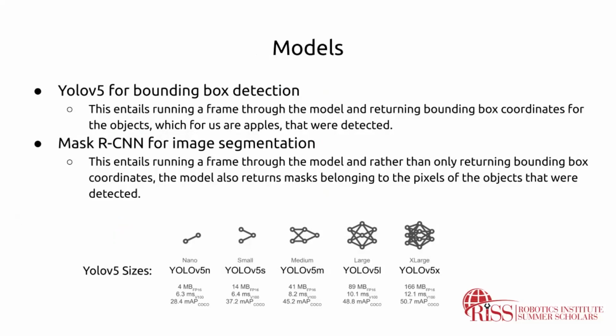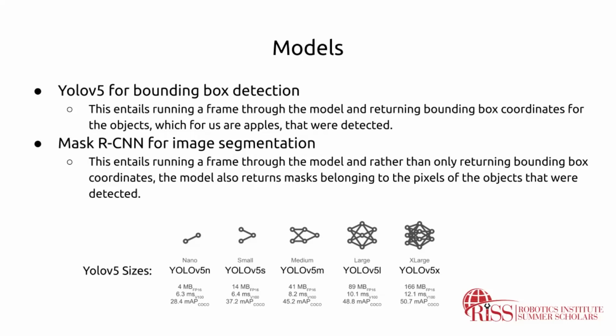For our models, we chose one of two models. We trained both models actually. One is a YOLO V5 and the other is the Mask RCNN. The YOLO V5 was primarily for object detection, which is essentially just detecting an object in an image, drawing bounding boxes around the object and returning the coordinates of the bounding boxes. The Mask RCNN, on the other hand, was for image segmentation, which not only returns bounding box coordinates, but also returns masks, which contain the pixels for the object being detected.